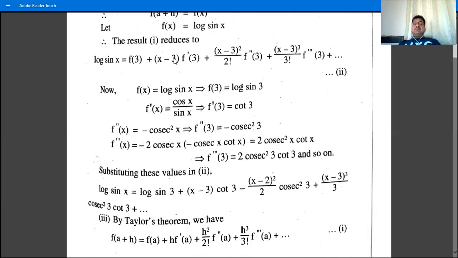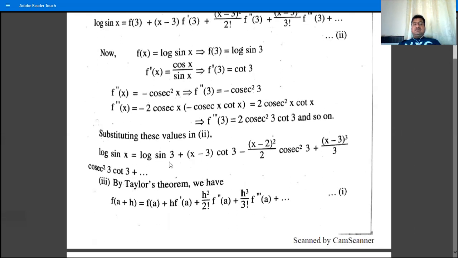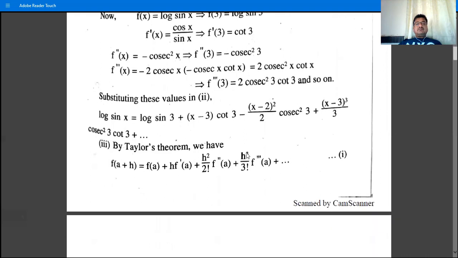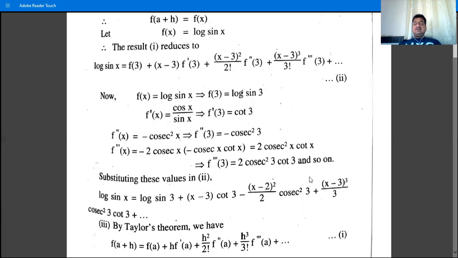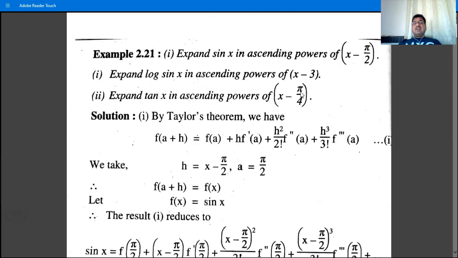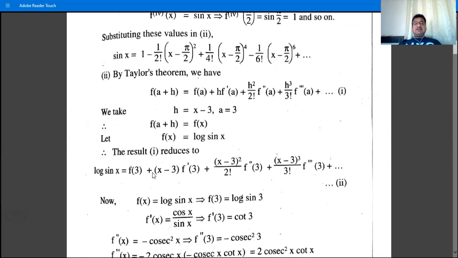And substitute these values of f 3, f dash 3, f double dash 3, f triple dash 3 in this. We have log sin x is what? Log sin 3 plus (x minus 3) cot 3 minus (x minus 3) whole square by 2 cosec square 3, plus (x minus 3) cube by 3 factorial, which is 2 cosec square 3 cot 3 divided by 6, becomes divided by 3, cosec square 3 cot 3 and so on. After simplification, this is the expansion of log sin x in the ascending power of x minus 3.